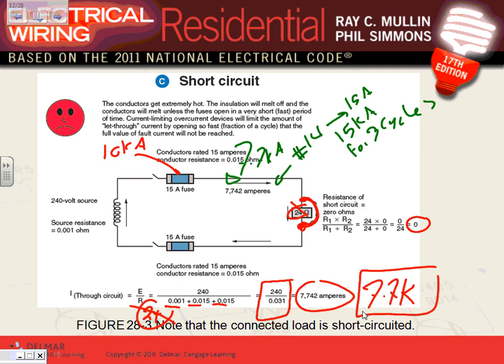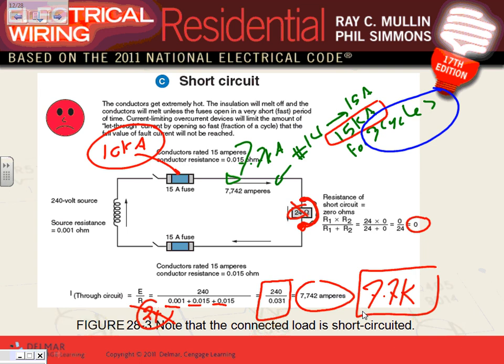But the circuit breaker is rated, this guy is rated for 10K. I picked it up at 10K. The conductor can handle up to 15. This can handle up to 10K. And I have 7.7K. Then what's going to happen to the fuse? It's going to open. How long will it take the fuse to open normally? We're going to say in a range of 3 cycles.